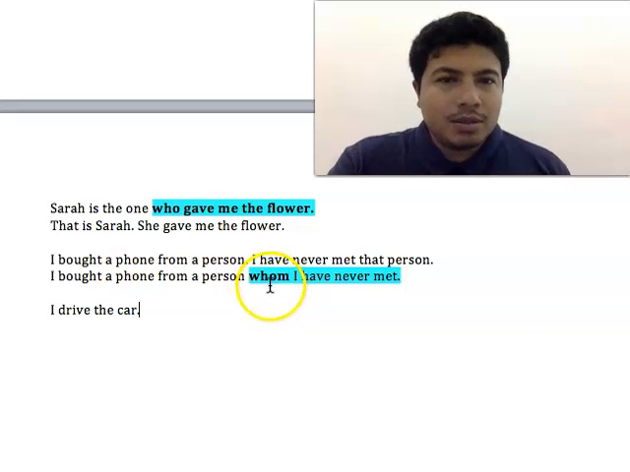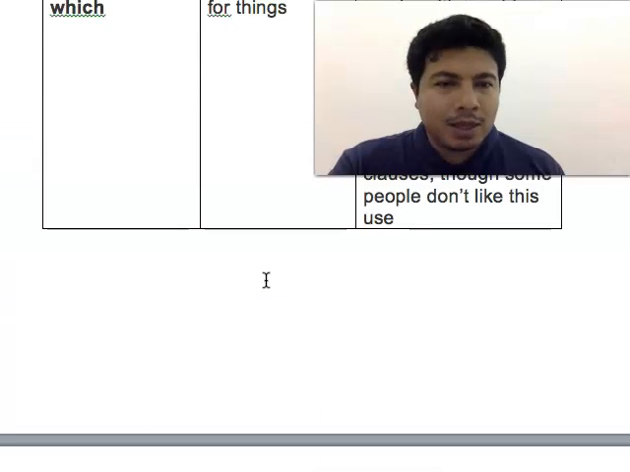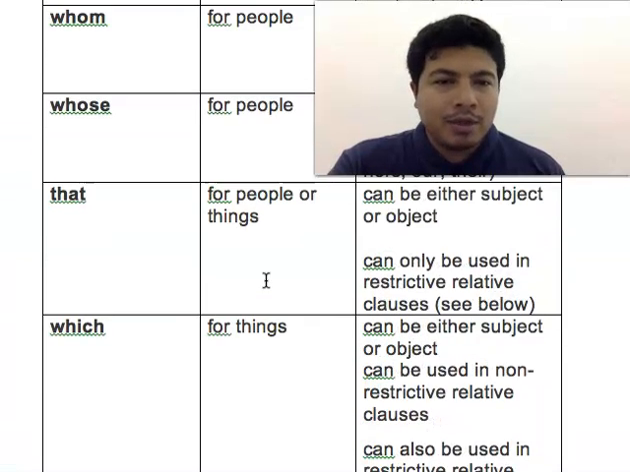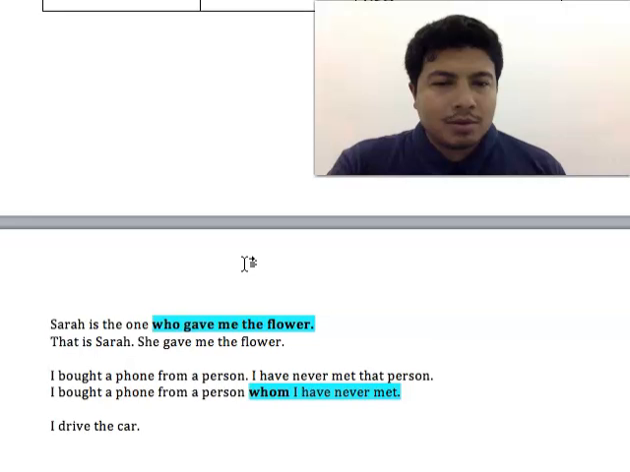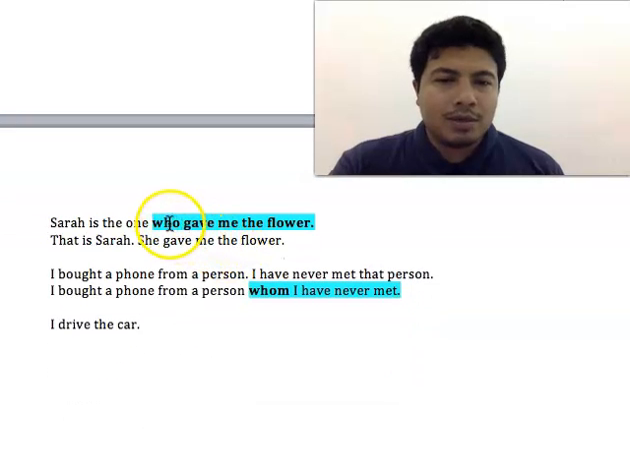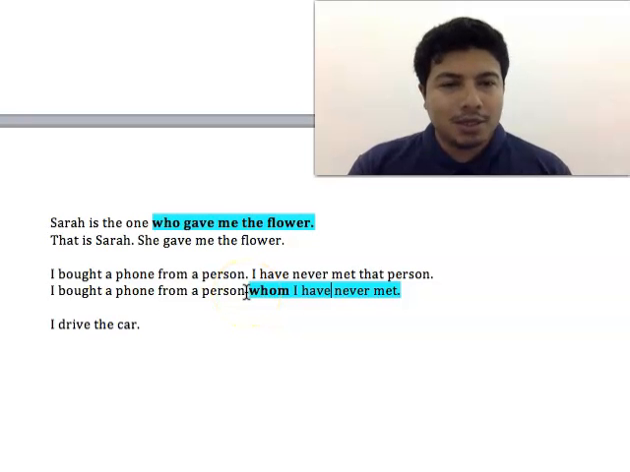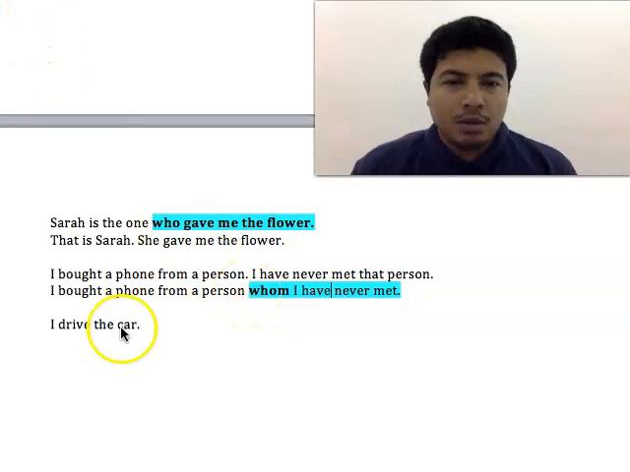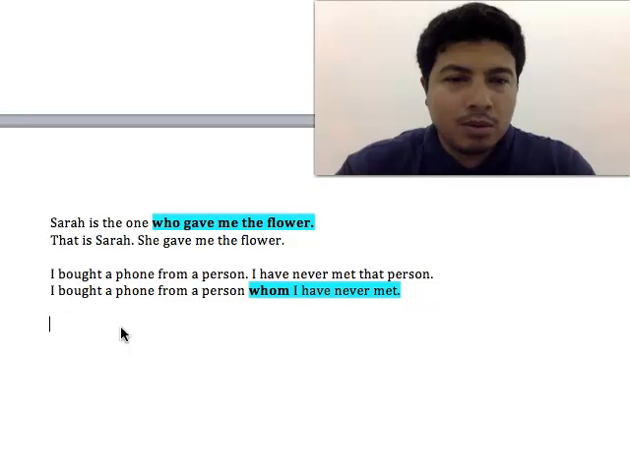So in this sentence, you can also use the relative pronoun that, because as we have talked just now, that can be used for people and things. So you could say Sarah is the one that gave me the flower, or I bought a phone from a person that I have never met. Of course, you cannot use which, because which is for things, not people. So next, let us take a look at the relative pronoun whose.